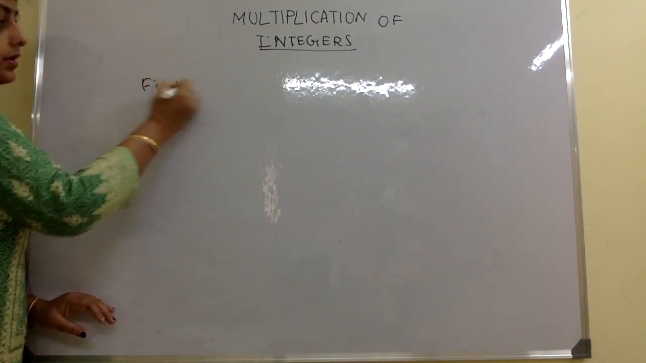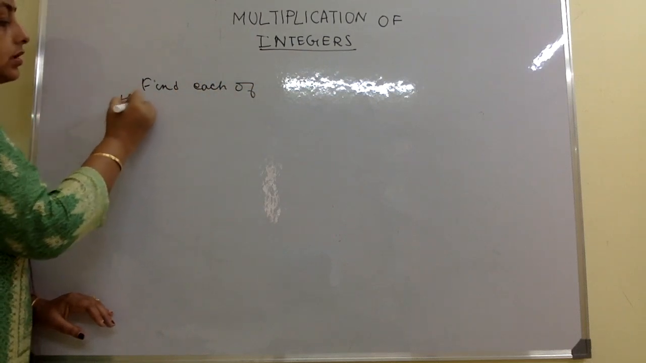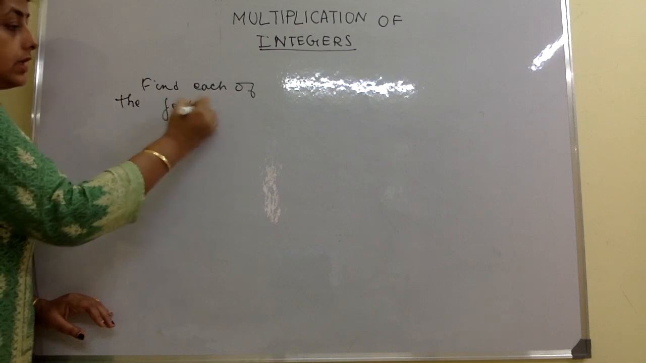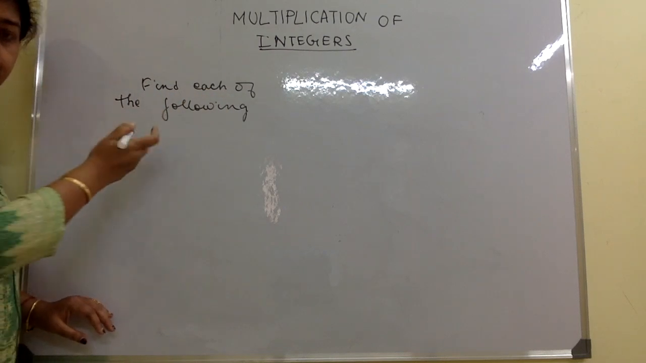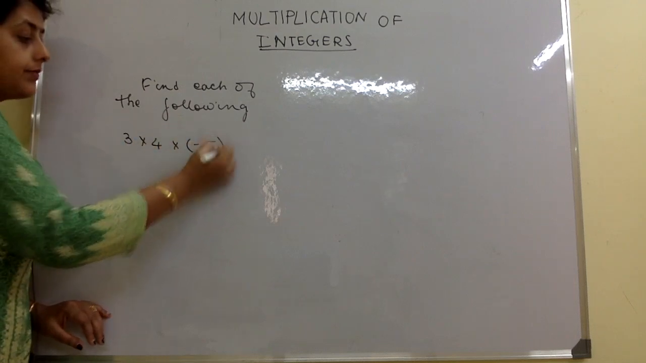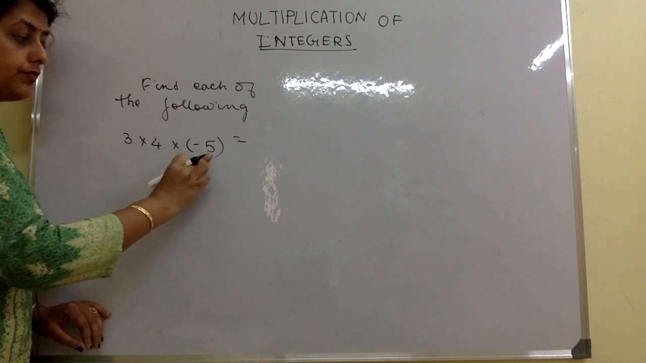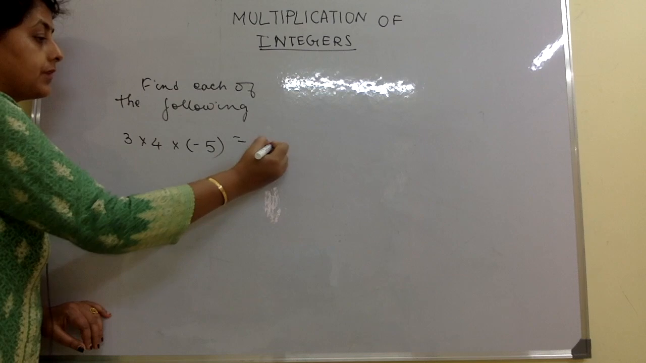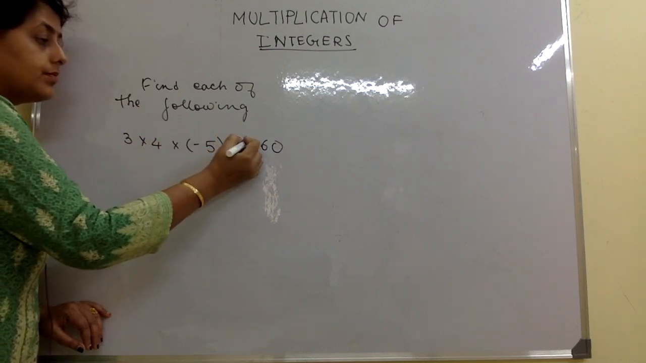Find each of the following. It is a continuous product. 3 into 4 into minus 5. Now what to do? 12 into 5 is 60, and plus into minus is minus. So minus 60.